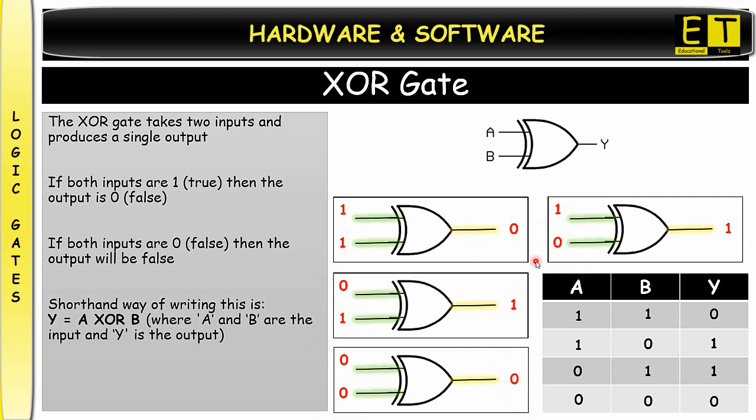The truth table for the XOR gate will look like this. As you can see, the output is only 1 when either of the inputs are 1. If both inputs are 1, then the output is 0, and if both inputs are 0, the output is 0. So either A or B have to be 1 in order for the output to be 1.